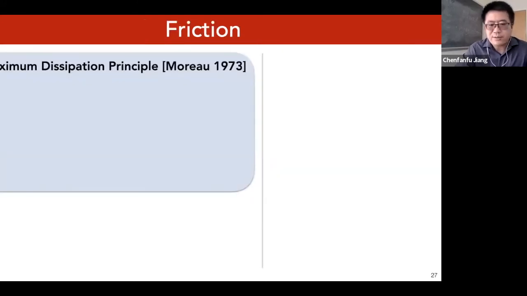Okay, so that's a FEM elastodynamics solver with intersection-free constraints. But the contact force is still along the normal direction. So next we have to consider friction. Friction is also non-smooth. In fact, it's not even non-smooth, it's discontinuous. And friction can be derived from the maximum dissipation principle.